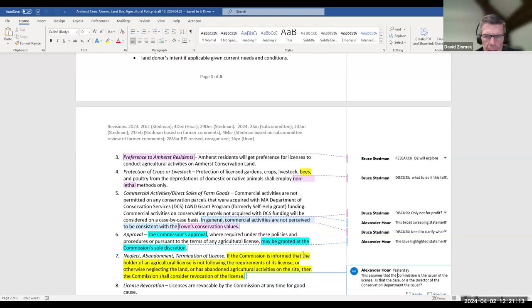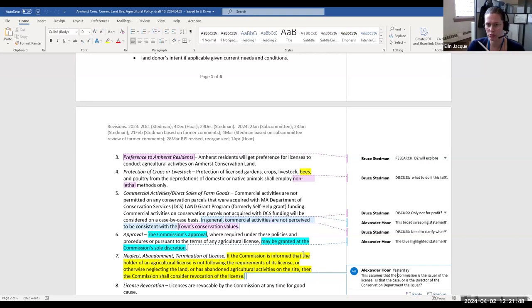And then later on, I see Alex saying this broad sweeping statement. Are we saying no commercial? Yeah, I didn't know we were going as far as to say no commercial activities. That's new language, isn't it? That's new. We worked on this two or three sessions ago, so I may have gotten it wrong. Let's fix it.